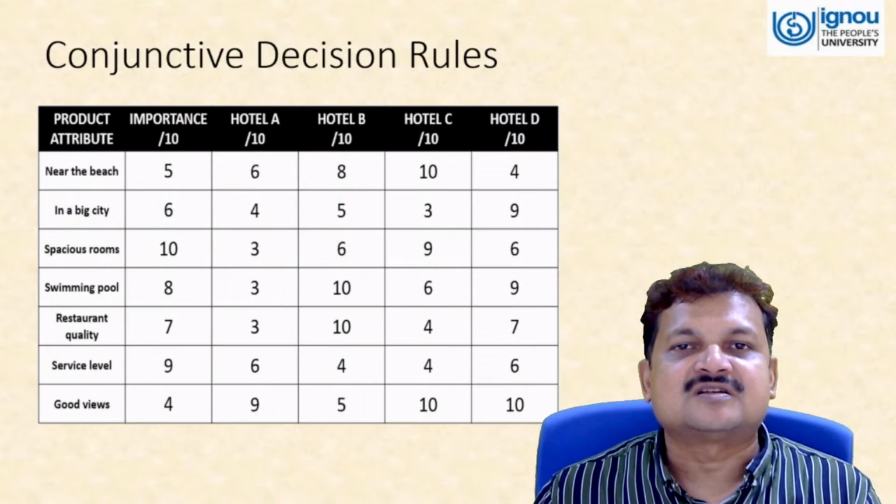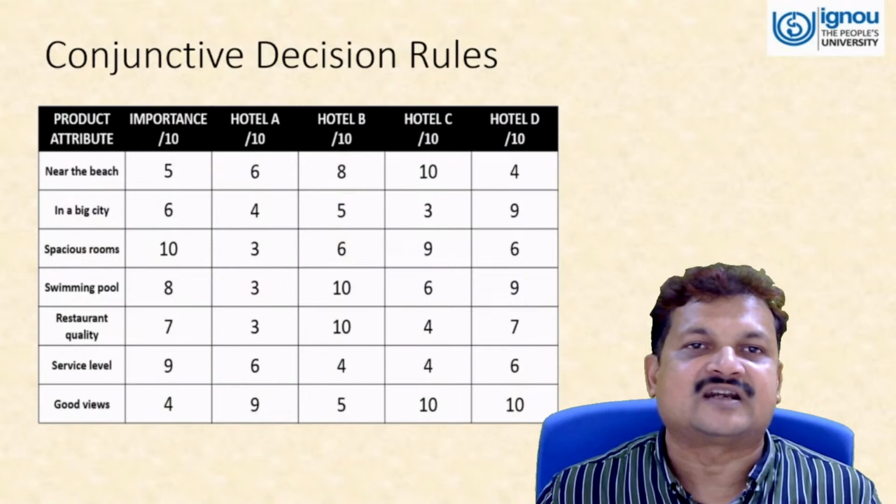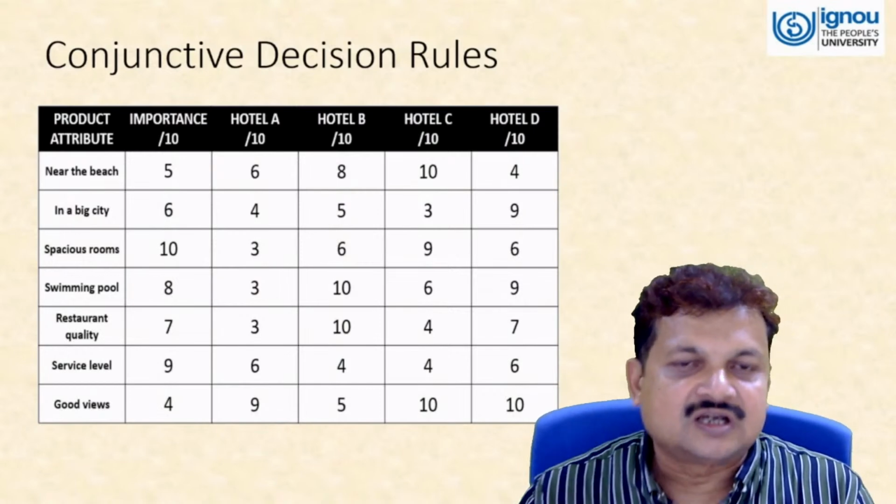This is 5. This is also 10, 10. Both are, this is 4 and 10. That means 4 hotels are being selected. So that means this conjunctive rule is not right.